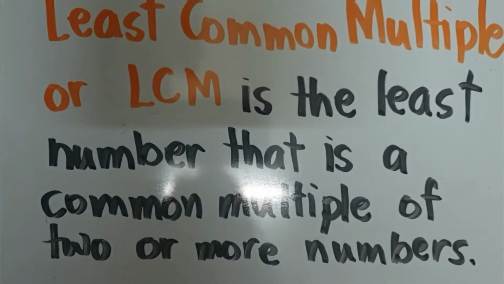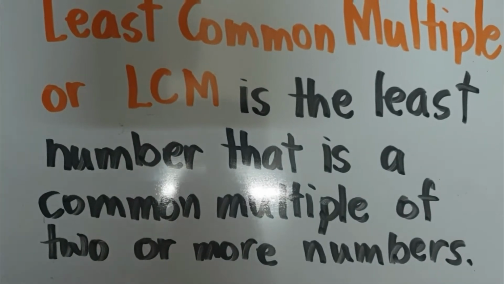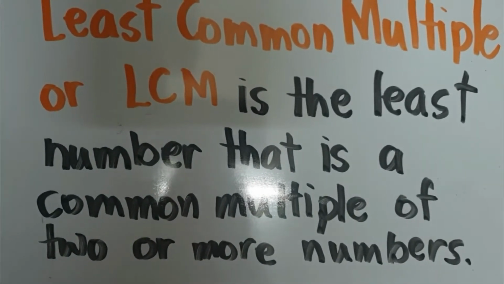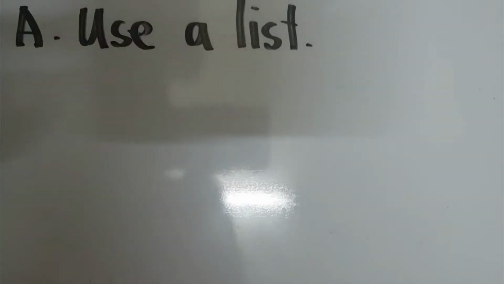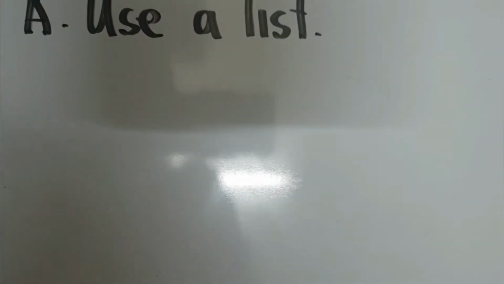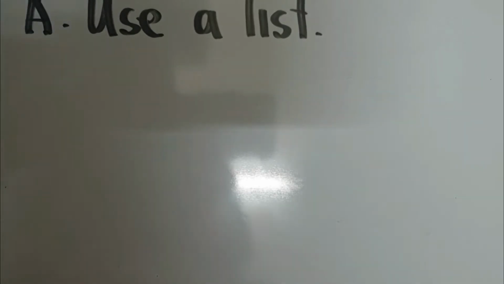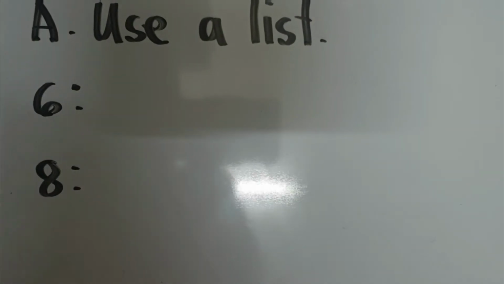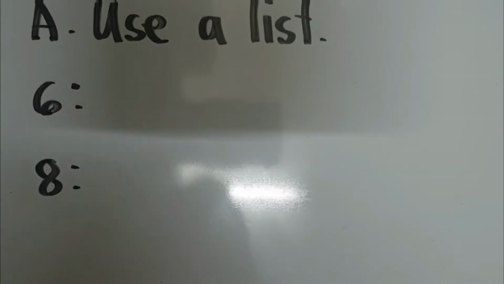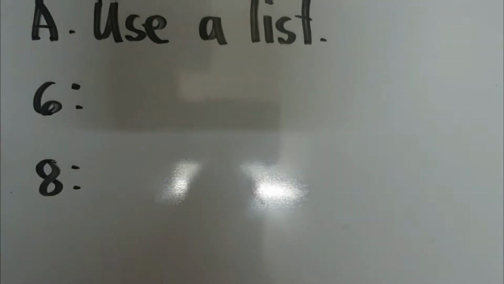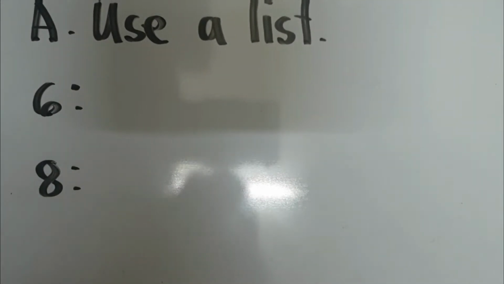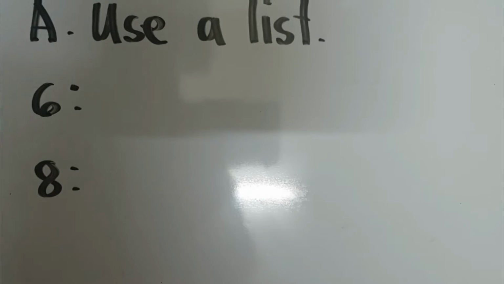Least common multiple, or LCM, is the least number that is a common multiple of two or more numbers. There are different ways on how we can find the least common multiple of numbers, and one of those is by using a list. Suppose we are going to find the LCM of 6 and 8, then you are going to list down the multiples of 6 and 8. So, let us write the multiples of 6 first.